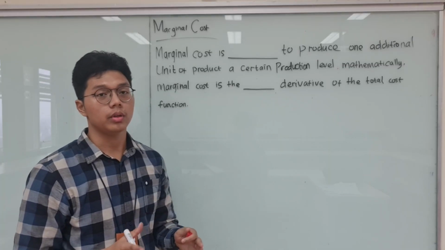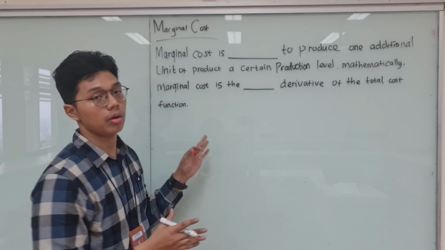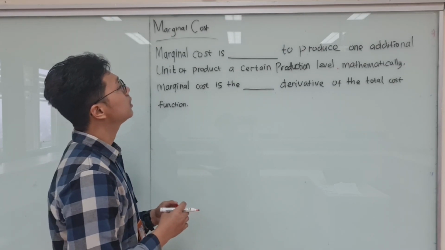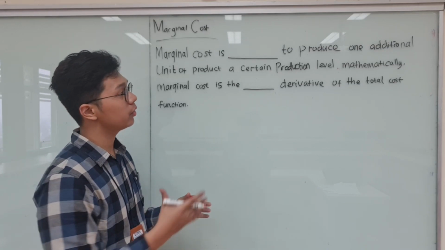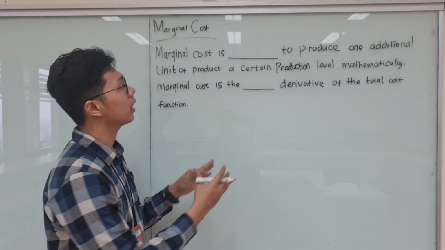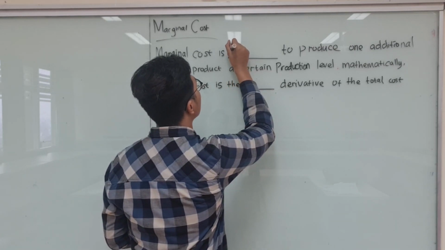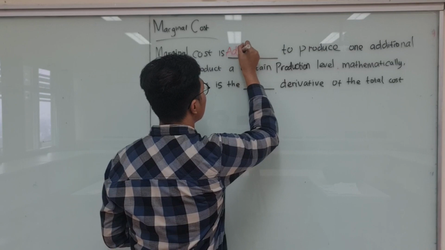So I will explain to you guys about marginal cost in derived function application. So what is marginal cost? Marginal cost is the additional cost to produce one additional unit of product at a certain production level. So you write your additional cost.